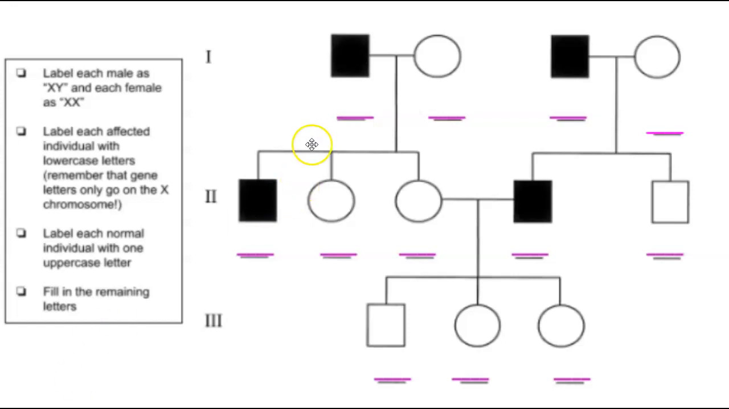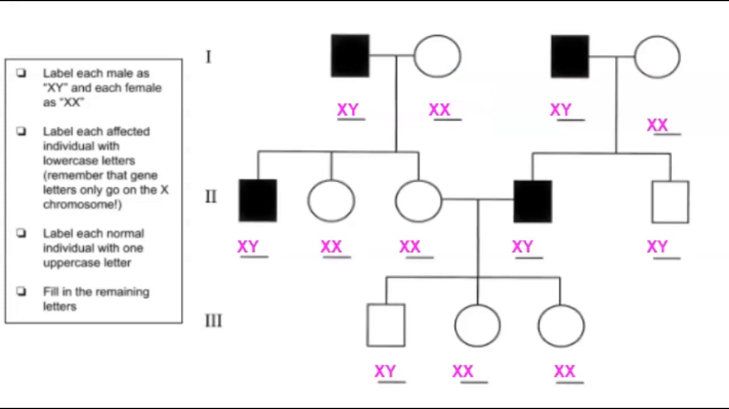All right, so just like in our previous problem, we're going to label each male with an X and a Y. Each female will get 2 X's. I'm going to pause this, fill them in. I'll be back in a sec. All right, so we have them all filled in.